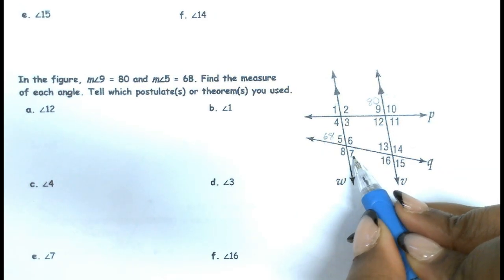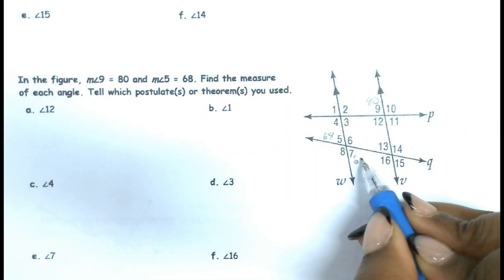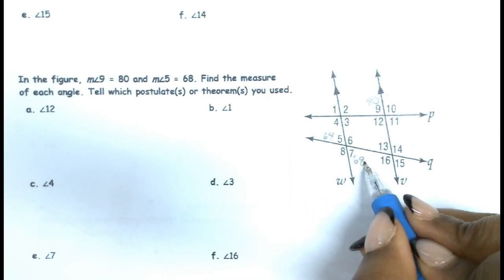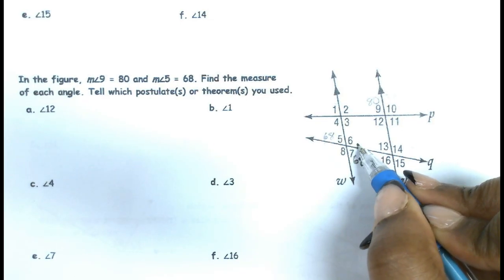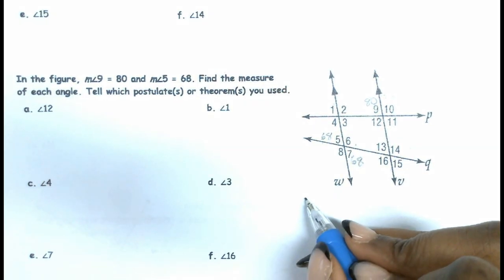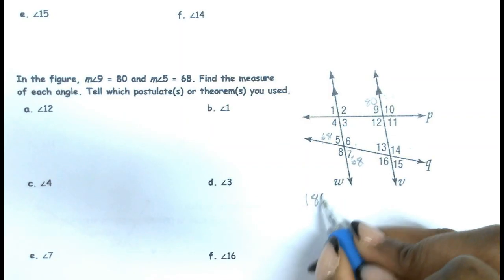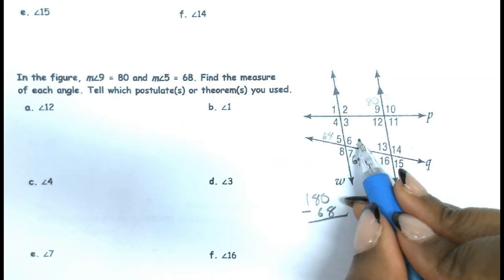No. I don't know how you got 22. Can you say it louder, baby? 68. Thank you, sweetheart. They are vertical. What's the measurement of angle 6? How do we find it? It's 112. 180 minus 68. And that'll give you this one right here.